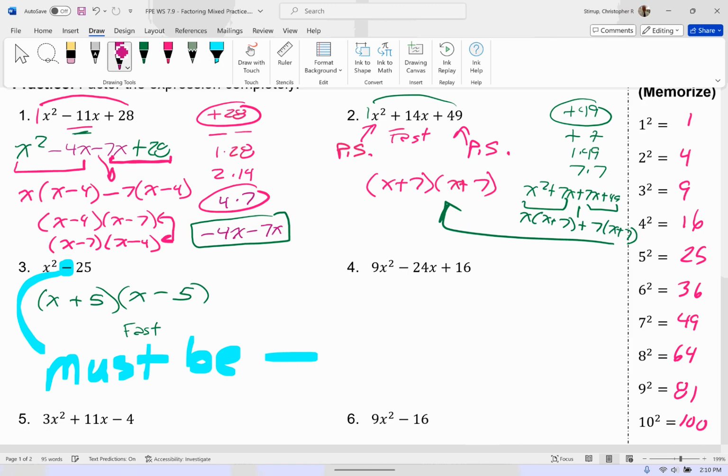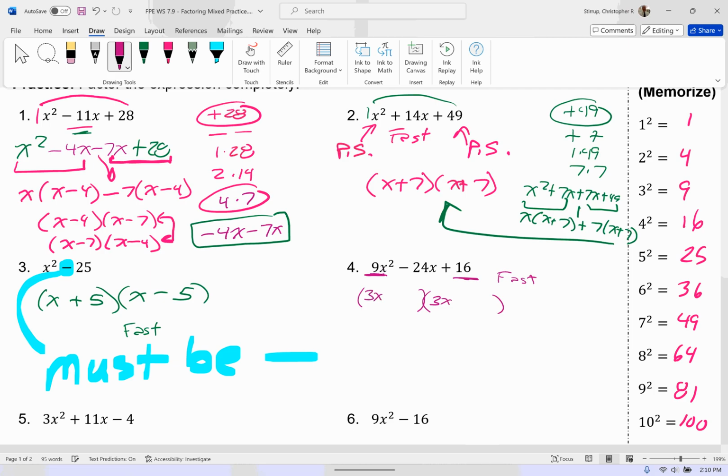All right. Number 4. I think this is a fast way like number 2. Why do I think it's a fast way like number 2? 16 is a perfect square. What else is a perfect square? 9x squared, right? So this is a fast way. Okay? So what times what gives me 9x squared? 3 and an x. Agree? Okay? What times what gives me 16?